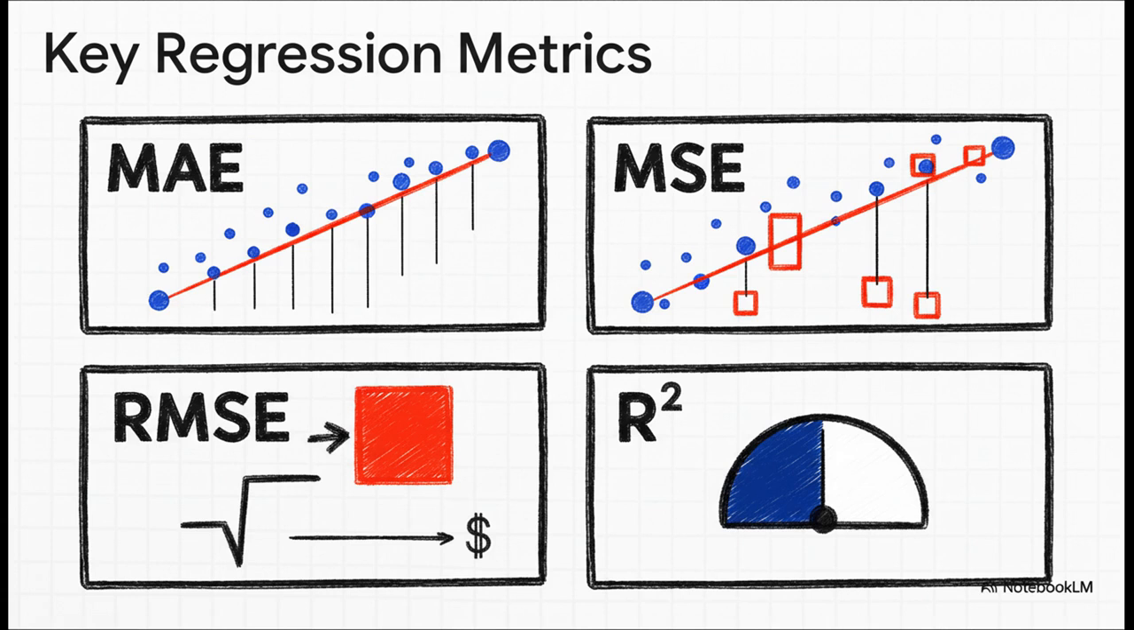MSE, mean squared error, is similar, but it really punishes big mistakes. And RMSE just turns that number back into dollars, so it's easier to understand. And finally, R squared is a bit different. It tells you what percentage of the price changes your model actually managed to explain. It gives you a sense of its overall power.